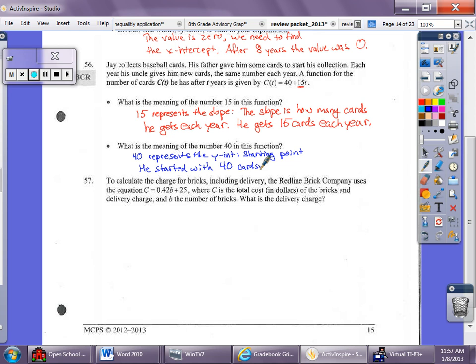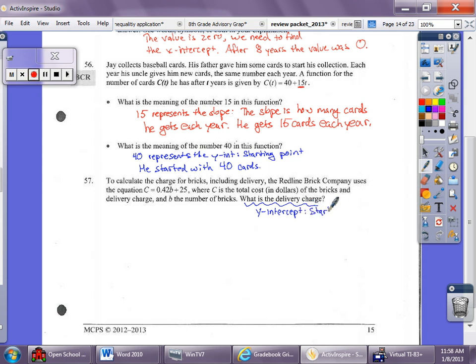57, to calculate the charge for bricks, including delivery, the Redline Brick Company uses the equation C equals 0.24B plus 25. C is the total cost. B is the number of bricks. What is the delivery charge? Well, we have two things. We have a charge for bricks plus a delivery charge. The bricks are changing, so the bricks represent the slope. The delivery charge is our y-intercept.